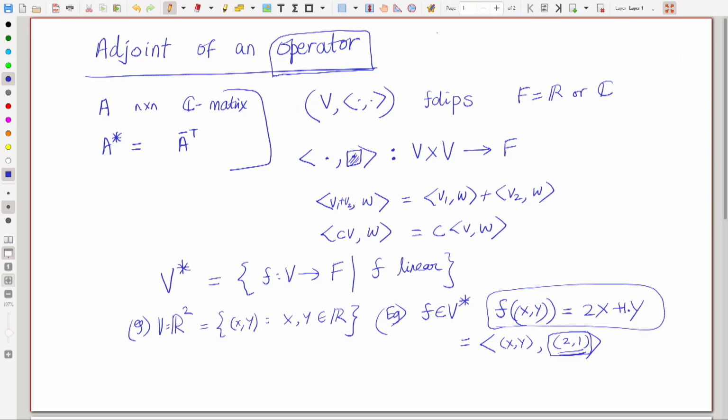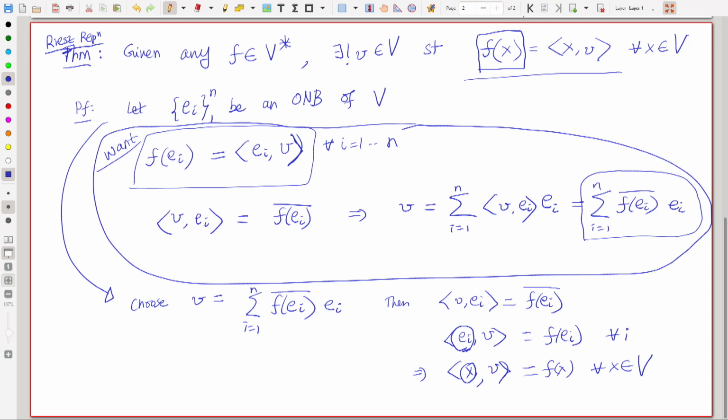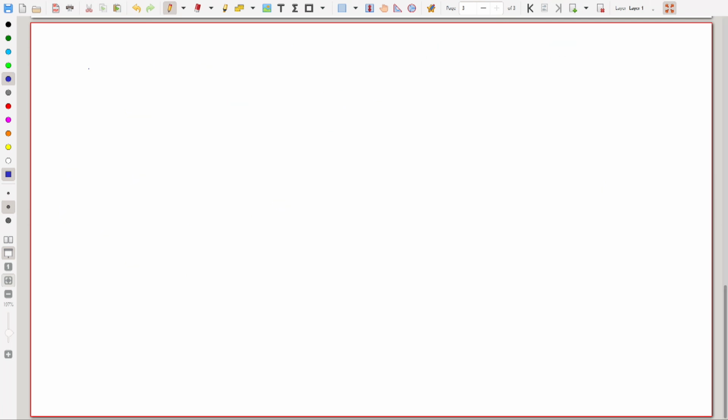Our eventual goal is to try and define what the adjoint of an operator means, and to do that we are going to use this Riesz representation theorem. So what is the adjoint of an operator? What is it that I will construct? The adjoint is the following object.